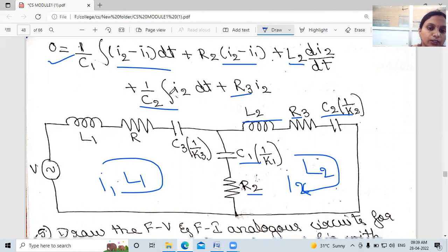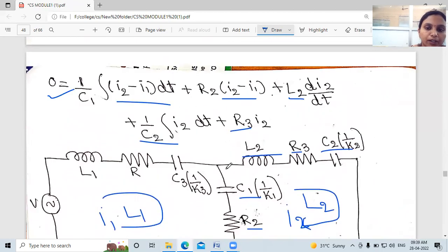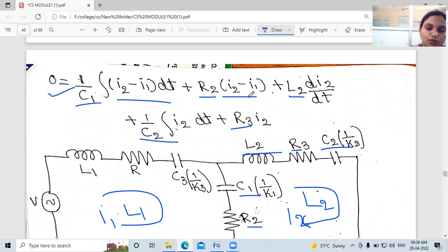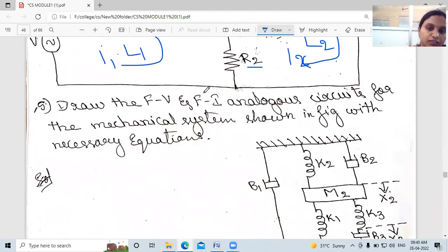Like that you need to draw. First analyze where you will get the middle element, which should be common to both loops. So I1 minus I2, or I2 minus I1, you'll get only for C1 and R2. First you should write that, and later the remaining terms. This is the fifth problem.